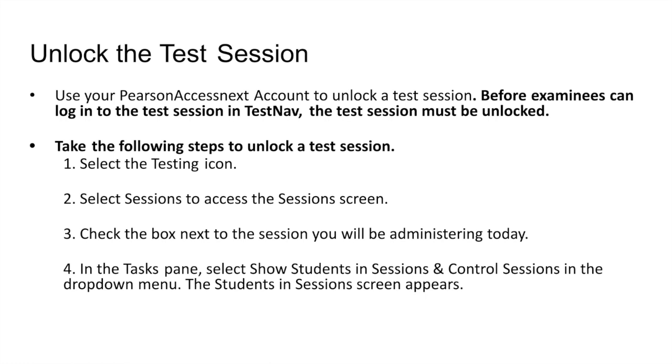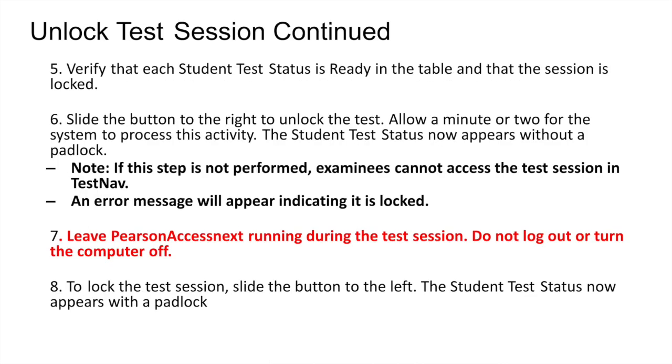Verify that each student's test status is ready in the table and that the session is locked. Slide the button to the right to unlock the test. Allow a minute or two for this to be processed. The student test session will now appear without a padlock. If this step is not performed, students will not be able to access the test. You'll get an error message.